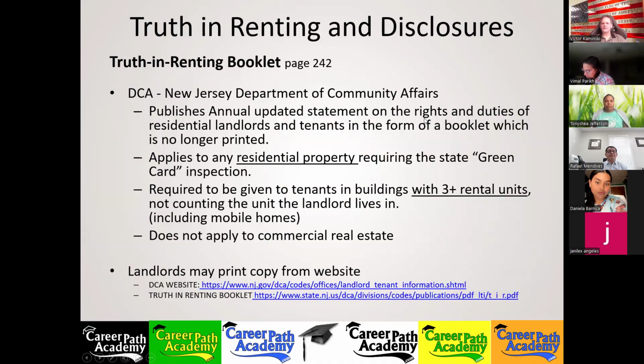The Truth in Renting booklet that the DCA publishes every year is an annually updated statement on the rights and duties of residential landlords and tenants. It is no longer printed, but it's available for download and you can print it on your own. It's available in PDF on the DCA's website. It applies to any residential property requiring the green card inspection.